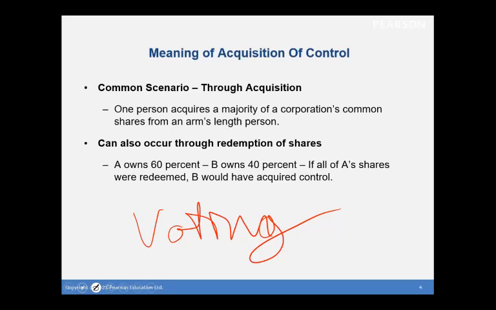So there's a little example here in the slide: person A owns 60%, person B owns 40%. If all of A's shares were redeemed, that means A's shares are gone. Now B has effectively acquired control because B would now have 100%. If the 40% is all that's left, it becomes 100%. So it could be through redemption of shares as well that could change the makeup of the control of the entity.